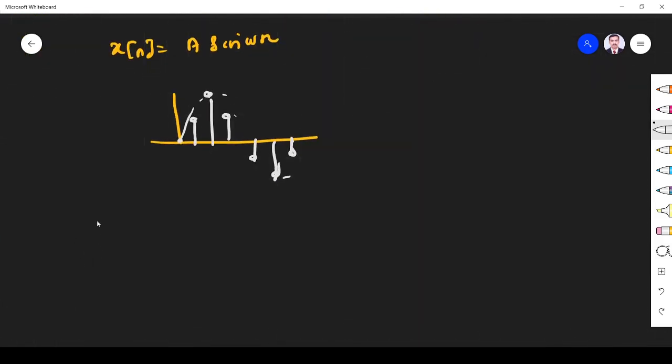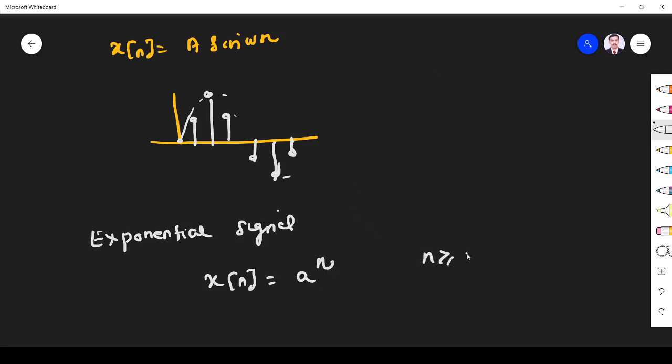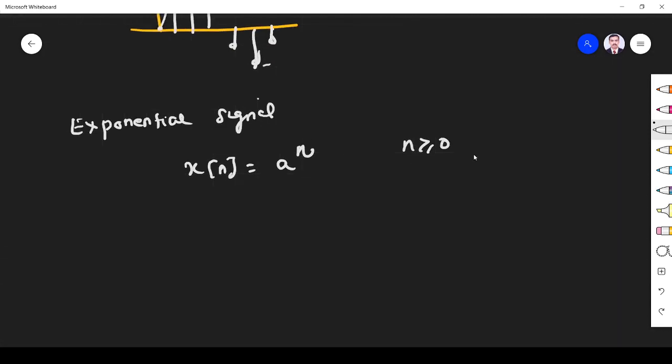Similarly, we have an exponential signal in the discrete domain. That is represented as x of n is equal to a power n, where n is greater than or equal to 0. So how can we draw this? X-axis n, y-axis a power n, x of n.